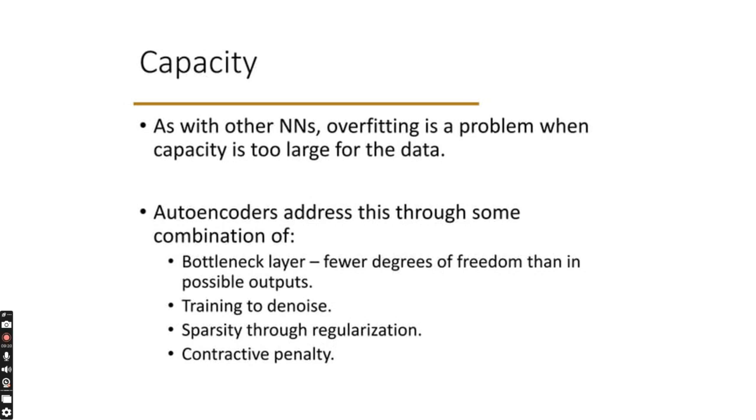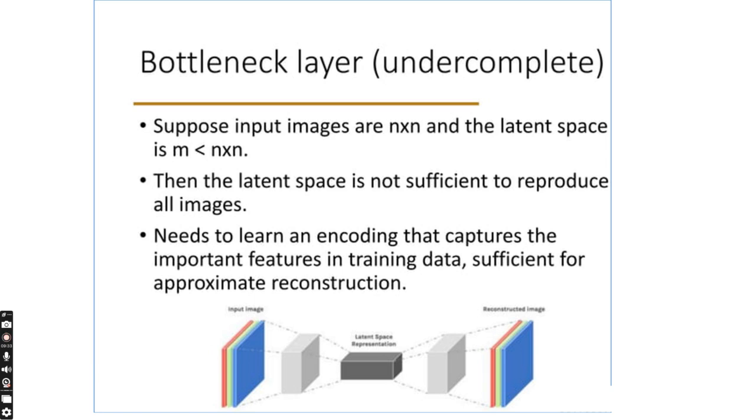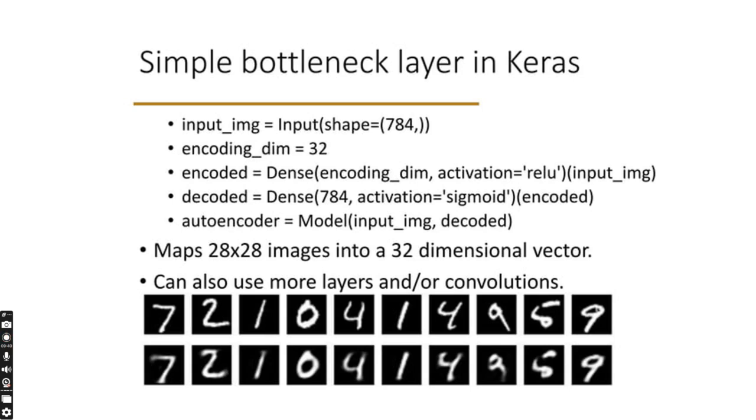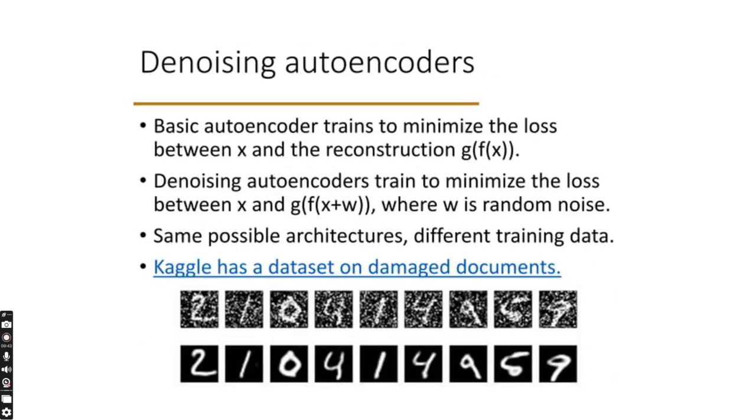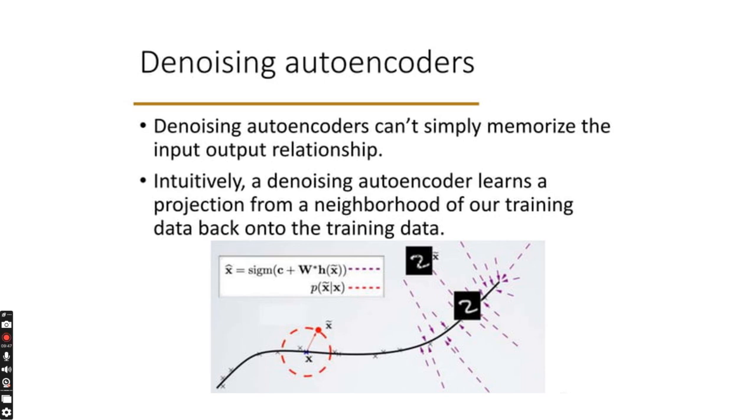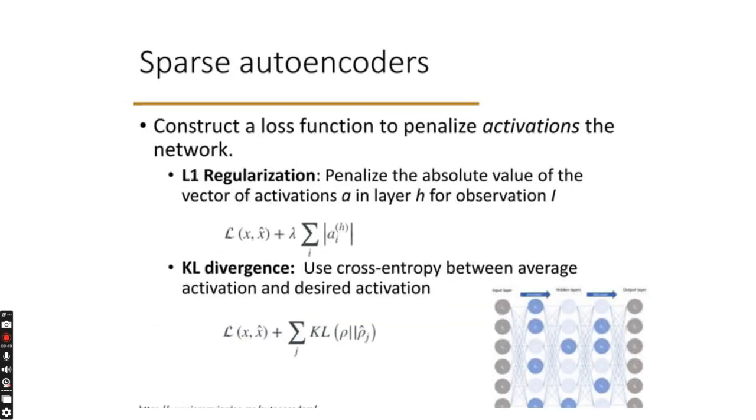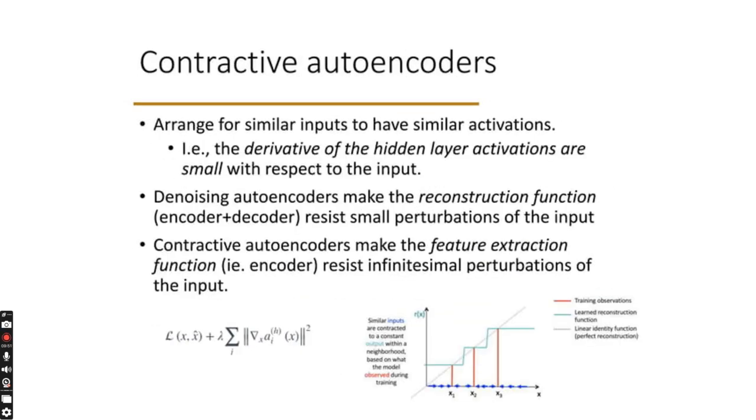Then, what is capacity? Capacity is very important. Overfitting is a problem when capacity is too large. Then the bottleneck layer, training to denoise, sparsity, and contractive regularization. We have already seen the bottleneck, and a simple bottleneck in Keras, then the denoising autoencoder, the sparse autoencoder, and the contractive autoencoder.